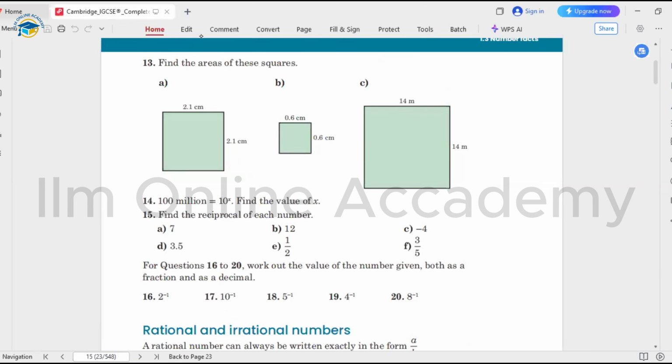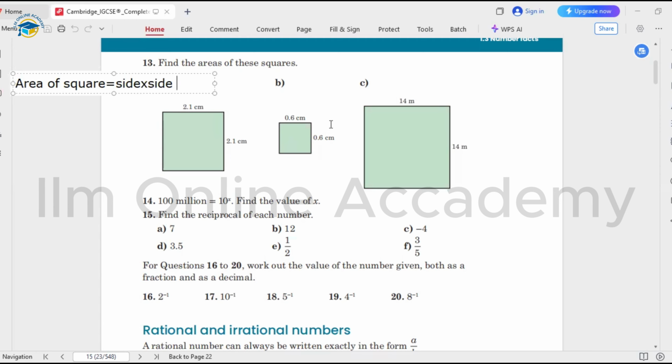Next we need to go with question number 13. In this question number 13, they're asking to find the areas of these squares. So we must know first of all the formula for finding the area of a square. So the area of a square is basically equal to side times side.